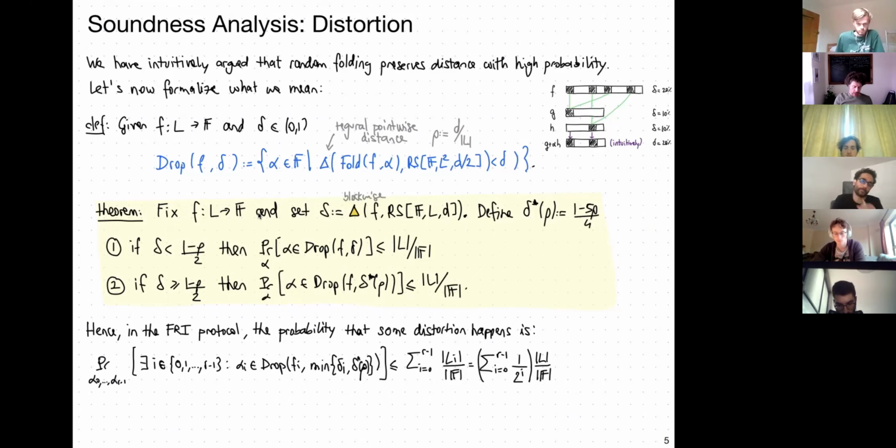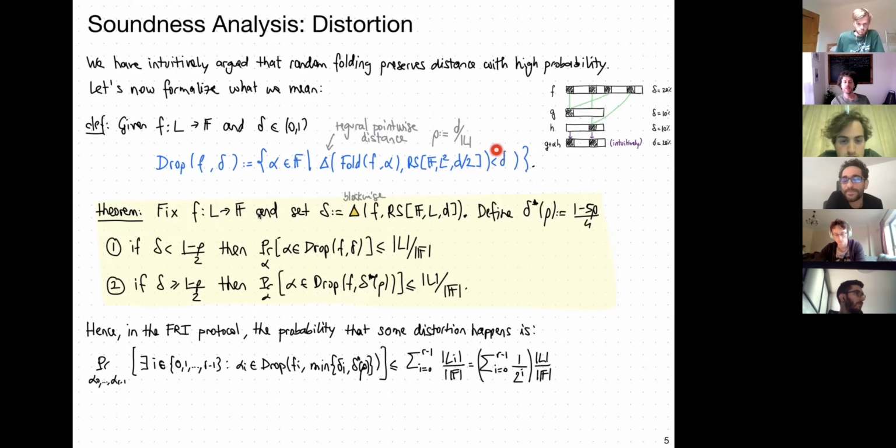Okay, I have a question. The drop set is parameterized by the function f and the delta, but in the description of this set, delta is not appearing anywhere inside the set. Sorry, can you say that again? The drop set is parameterized by this function f and delta parameter, but inside the set there is no occurrence of delta. Here it is d, right? Oh, is it delta? Okay.